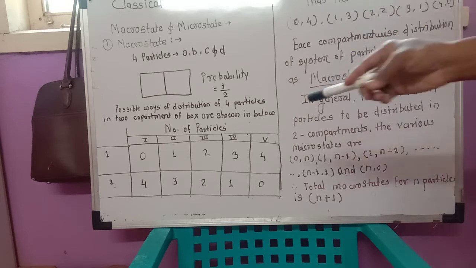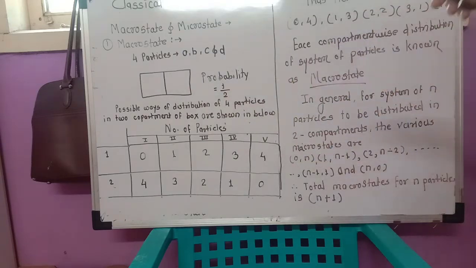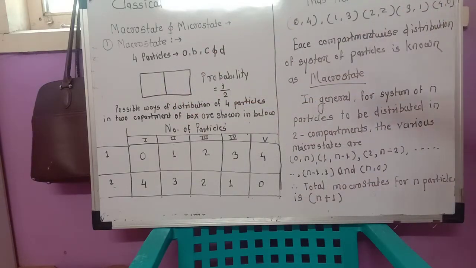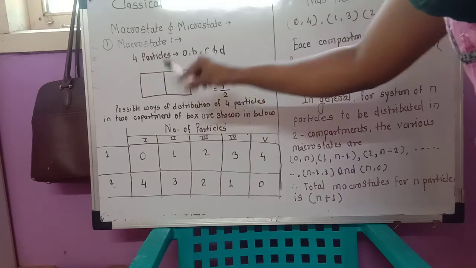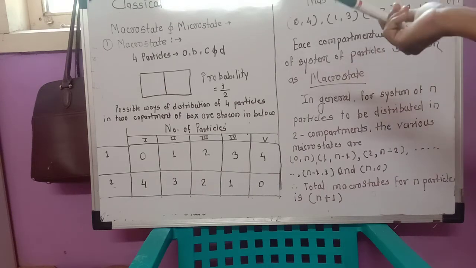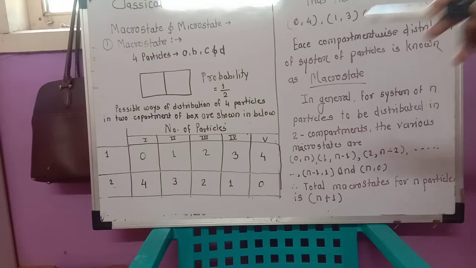We wish to distribute these four particles in these two compartments. Consider one box and divide this box into two exactly equal compartments. We wish to distribute these four particles in these two compartments, meaning the probability of finding a particle in either of these two compartments is equal to half. Then how many possible ways are there of distributing these four particles in the two compartments of the box? This is in the table below.